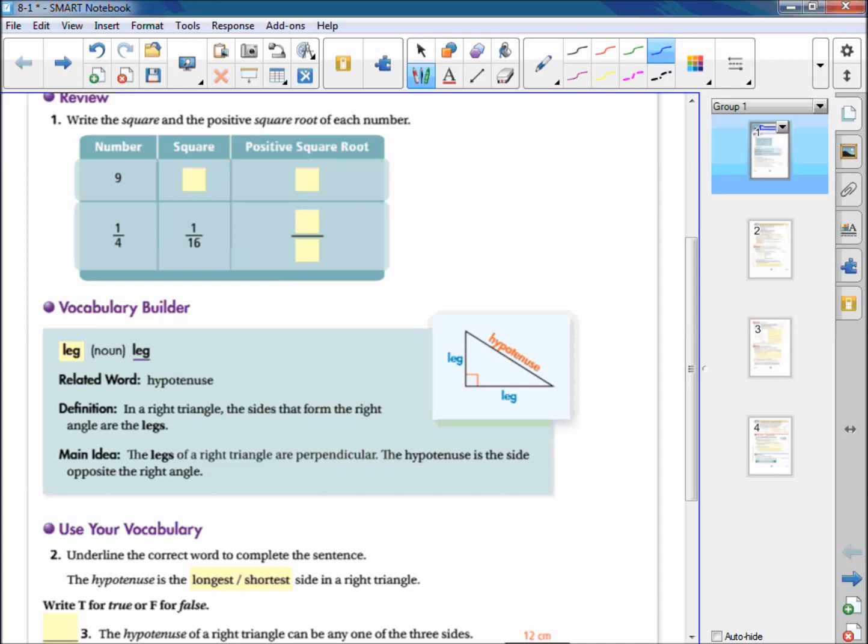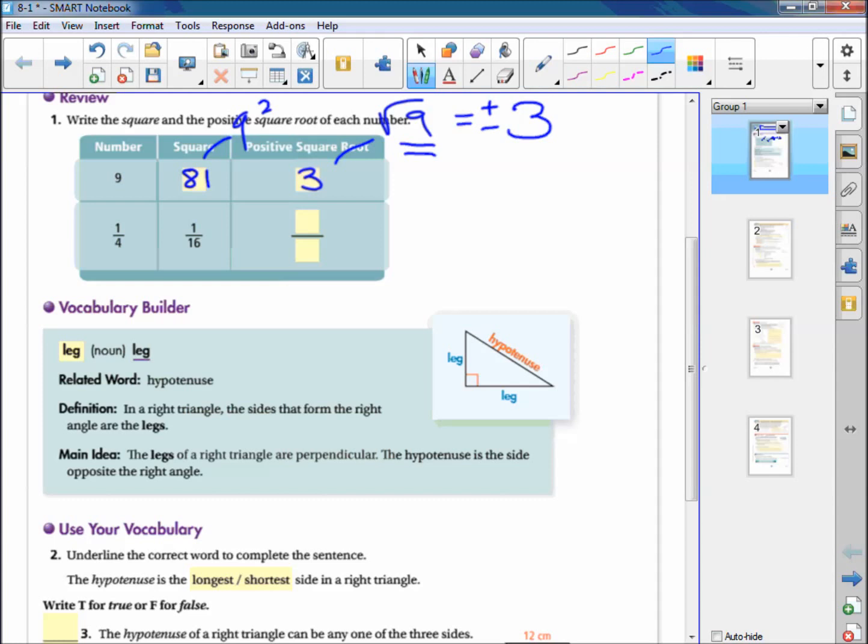So the square of 9 is 9 squared, which is 9 times 9 for 81. And the positive square root of 9 is what number times itself makes 9, which is 3. So this is really 9 squared and the square root of 9. And notice they said the positive square root of 9 because remember, when you square root something, you have the principal square root, the positive one, but you also get the negative one. And that's because this really says what number times itself makes 9, and there are two answers for that. There's positive 3 times positive 3, but there's also negative 3 times negative 3.